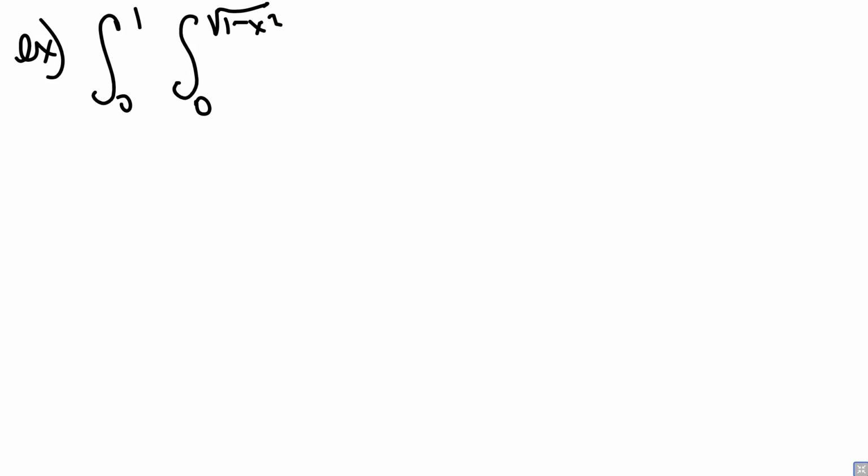Okay, so next example. We have the integral from 0 to 1, the integral from 0 to the square root of 1 minus x squared, of e to the negative x squared plus y squared, dy dx. Okay, so what I'm going to do is give you guys a couple of minutes to, one, draw the picture based on the limits of integration, and then two, rewrite it in polar form.